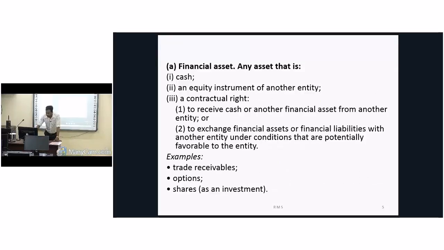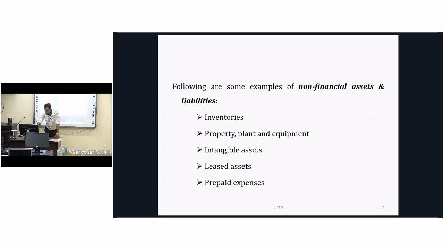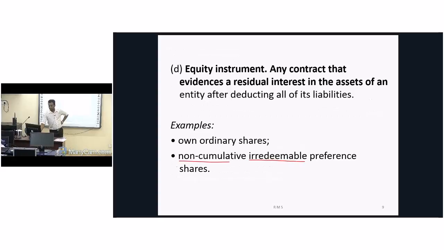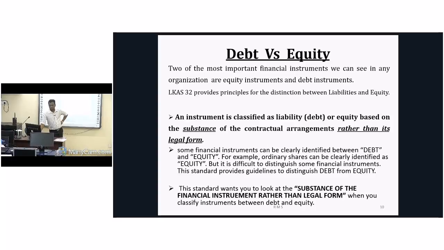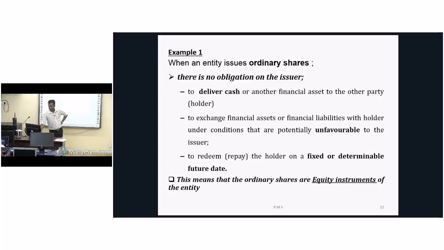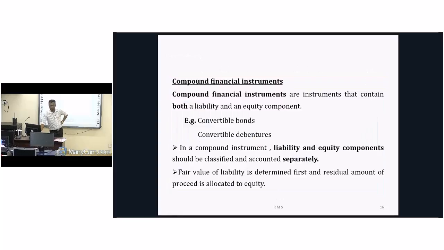Then some financial assets, their characteristics and examples. We learned that these items are not counted as financial instruments. You can remember, last week. And financial liabilities and equity instruments. This is a very broad, general classification for financial instruments. Then we learned about debt and equity. What are the differences between debt instruments and equity instruments, and how do we identify them? We discussed those last week based on the redemption point and the guaranteed return, meaning the dividend. Then we came to compound financial instruments.